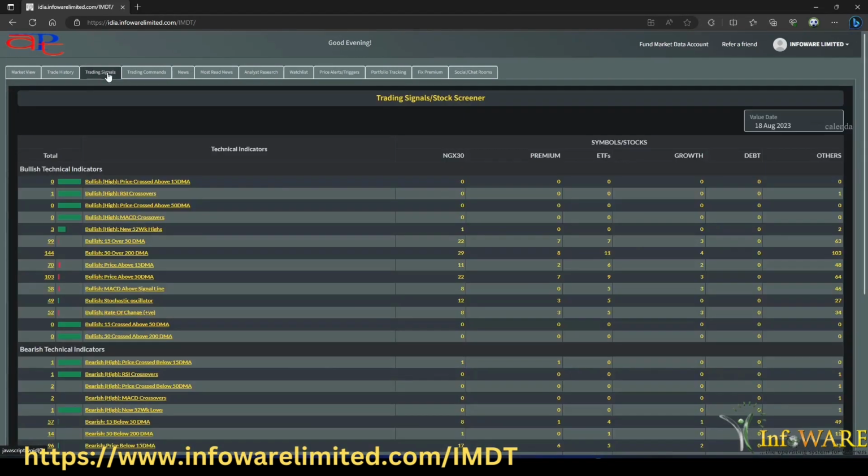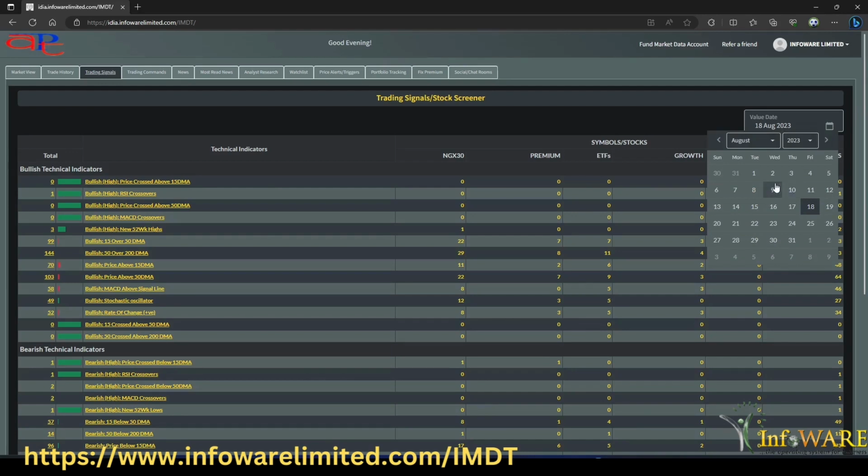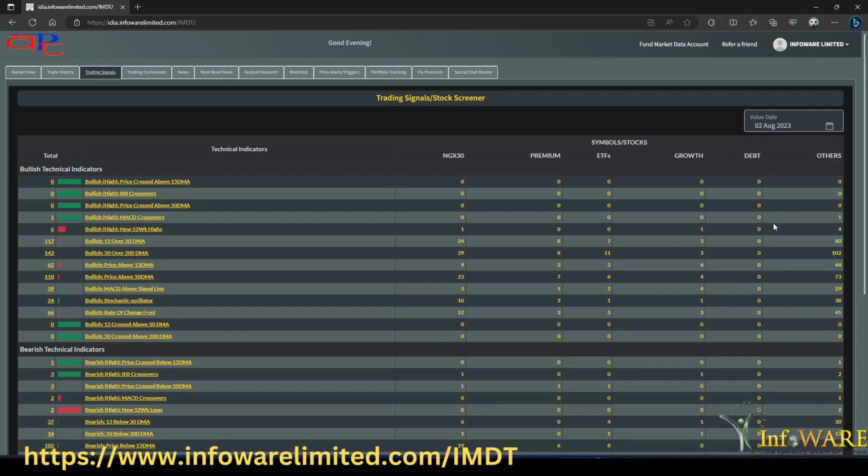Now, this is one of my favorite, actually, yes, my first or second favorite portion of this tool for trading. This is our trading signals page screen, and it's a stock screener and trading signal screen. One of the super cool things about this is that you can go back in time and see exactly what it looked like. Say I want to go back to 2nd of August.